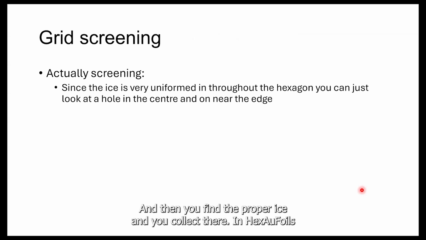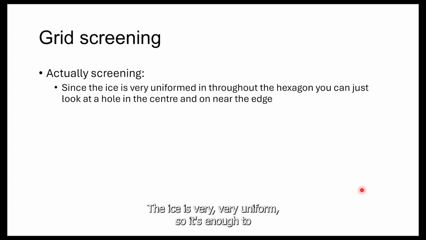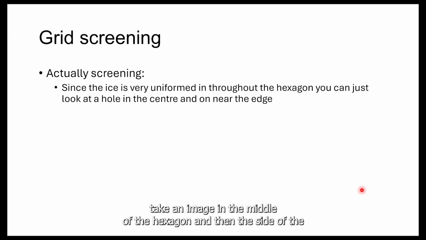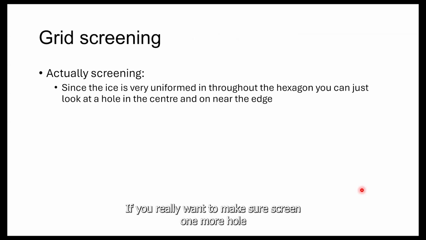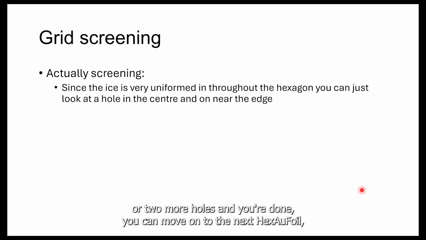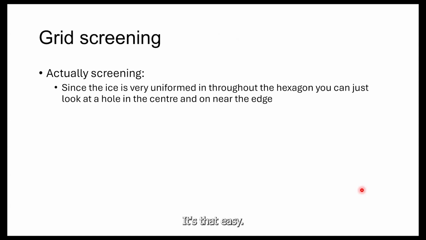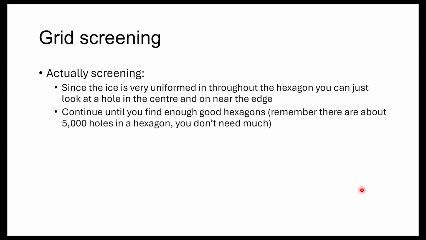In HexAuFoils, the ice is very, very uniform. So it's enough to take an image in the middle of the hexagon and in the side of the hexagon to make sure that you still have nice particle distribution. If you really want to make sure, screen one more hole or two more holes and you're done. You can move on to the next HexAuFoil. It's that easy. And then once you find a good hexagon, save it. You love it. It's good.